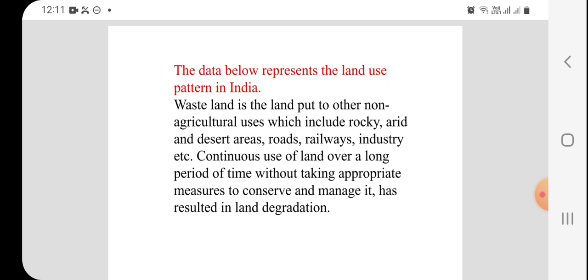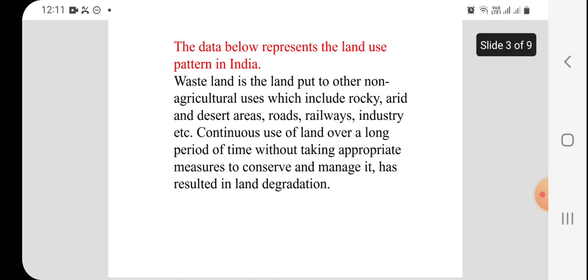So we have to see where agricultural lands are more important. Agriculture is a predominant occupation, so that land should be used only for agriculture. We should not convert that land into other activity. So what will happen? It affects the agricultural production.